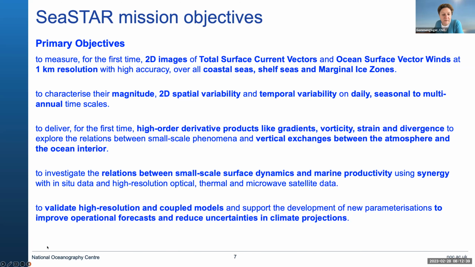And then finally, of course, the modeling aspects. We are doing this very much to provide new observations, to validate the high resolution and coupled models, and to support the model developments and developments of new parameterization, so that we can actually improve our forecasts and reduce uncertainties in climate projections.